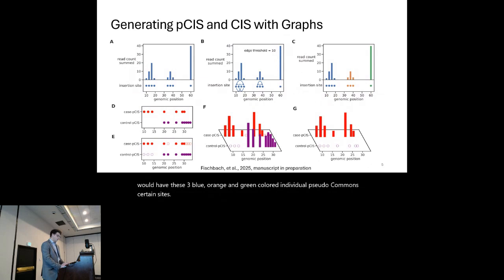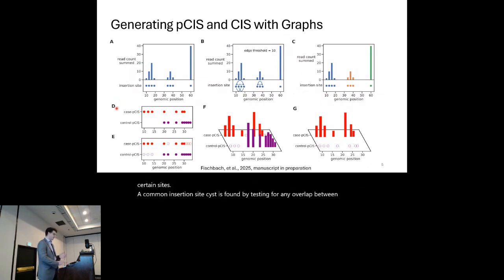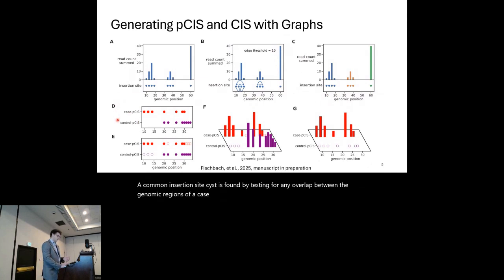A common insertion site, a CIS, is found by testing for any overlap between the genomic regions of a case PCIS with a control PCIS. If an overlap is found, then each set of insertion sites within that PCIS is expanded as the union of the insertion sites between the two. And a read count of 0 is then recorded for an insertion site that was observed only in the other group, as seen by these open circles between the two here.